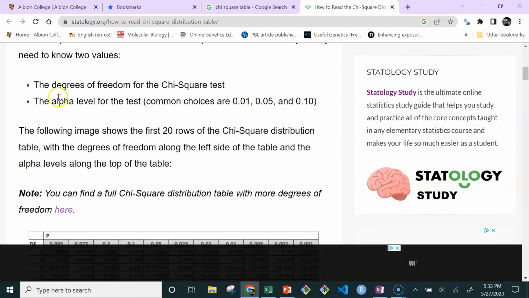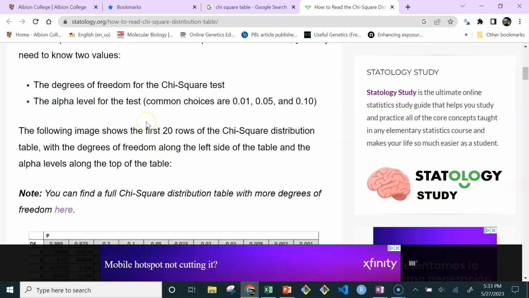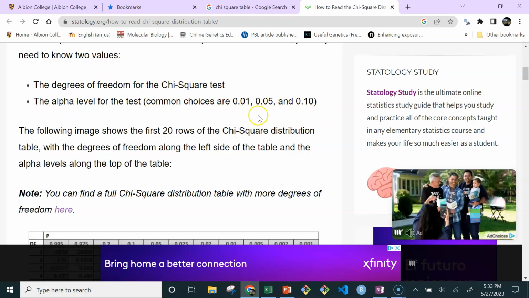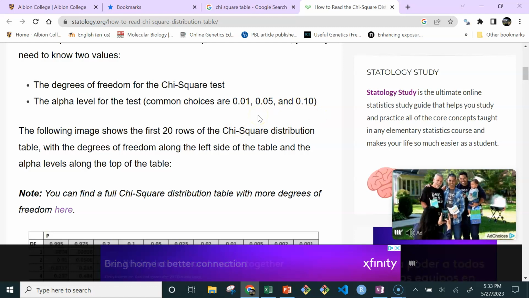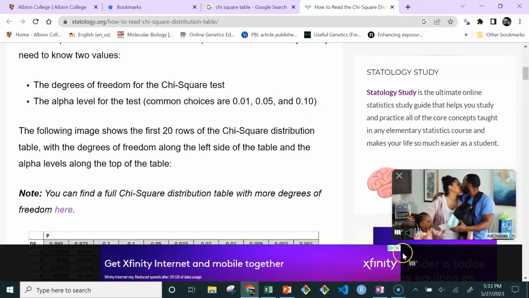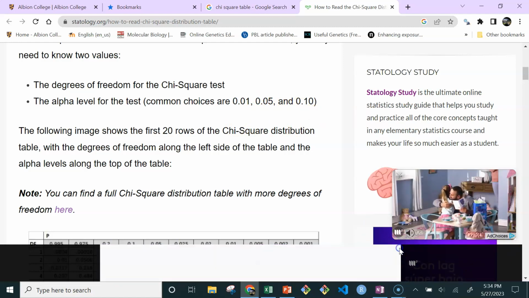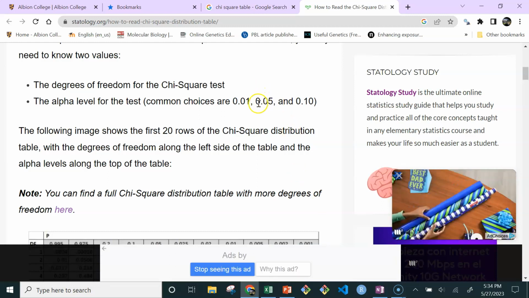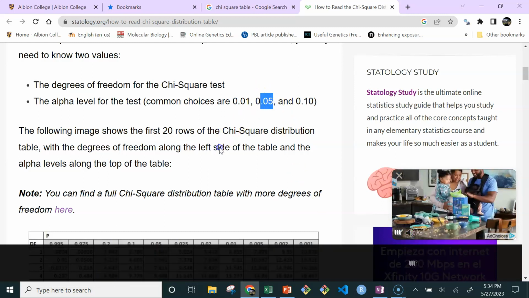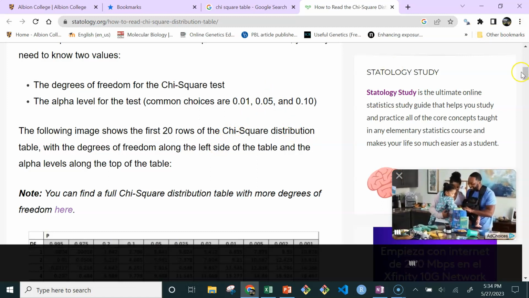The degrees of freedom we just said was 3. The alpha level is the p-value that we're going to use as our cutoff for what's a significant difference and what's an insignificant difference. And we'll just use 0.05. That's typically what we use. All right, so we're going to go down here.